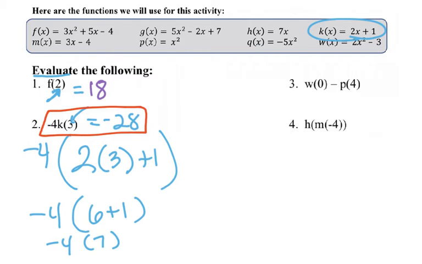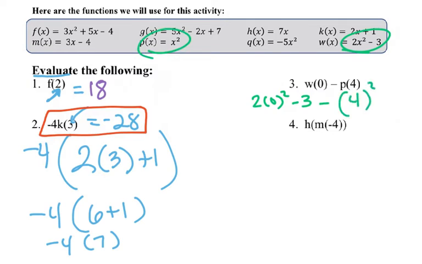Come back and check. Okay, for number 3, you should have done w of 0, so 2 times 0 to the second power minus 3, and then minus p of 4. So that would be 4 to the second power. So make sure you don't forget things like that. You don't want to forget to add that on. So once you put in for x, you don't want to forget the rest of whatever's there. 0 squared, of course, is 0. 2 times 0 is 0. So I'm going to have negative 3 minus, this is 16. So that should be negative 19.